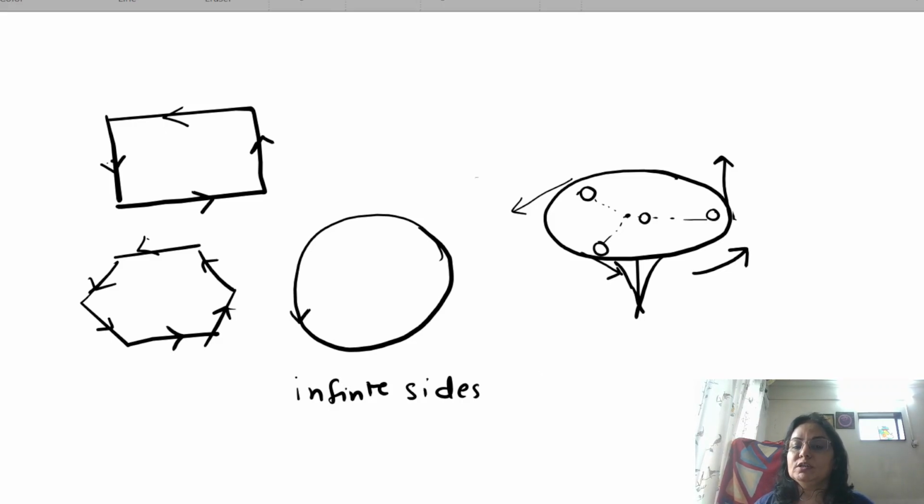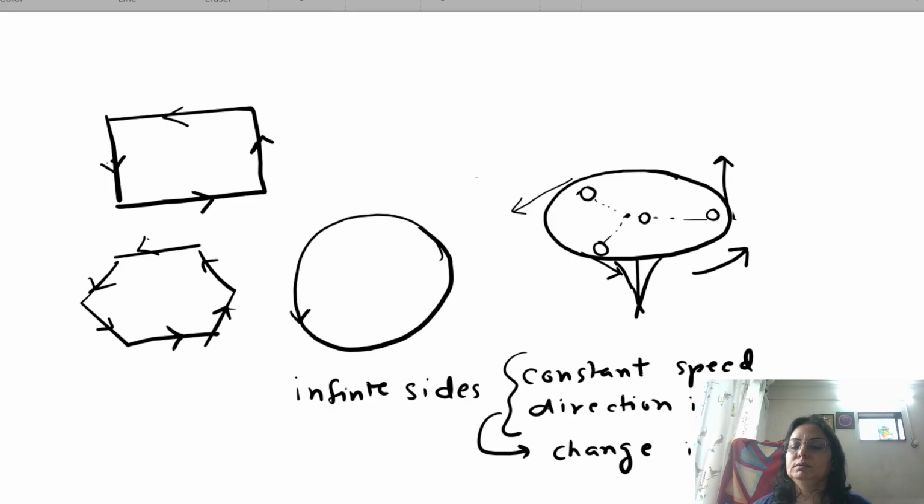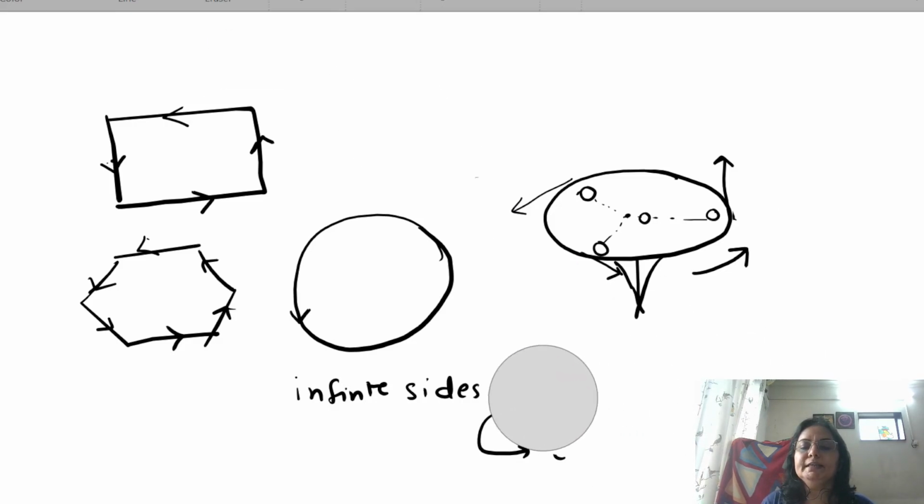So if it is moving at a constant speed and its direction is always changing, that means what? Constant speed and direction is changing. So if we recall, this is nothing but velocity. Constant speed, direction is changing, that means change in velocity. I'll write it here.